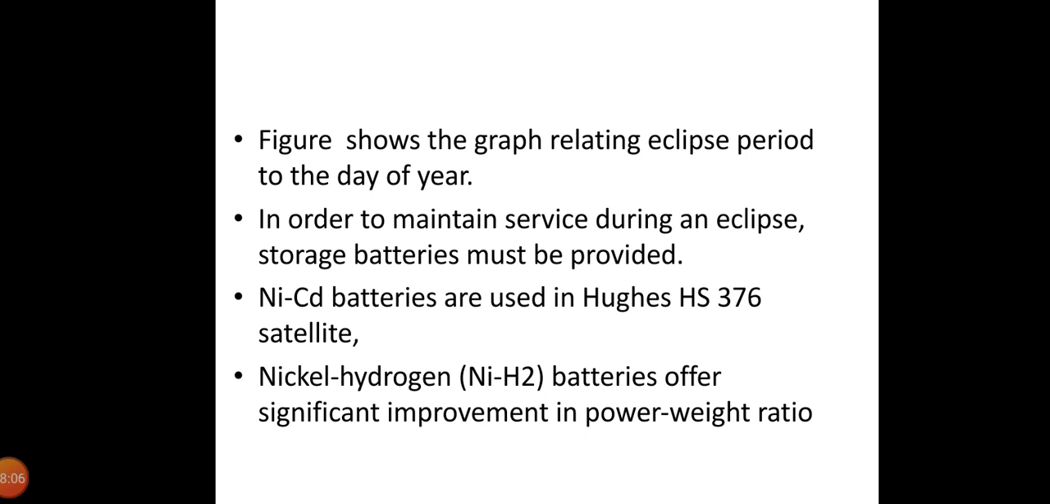In order to maintain service during the eclipse, storage batteries must be provided. Usually, nickel-cadmium batteries are used, and the Hughes HS376 also uses nickel-cadmium batteries. Nickel-hydrogen batteries offer a significant improvement in power-to-weight ratio.